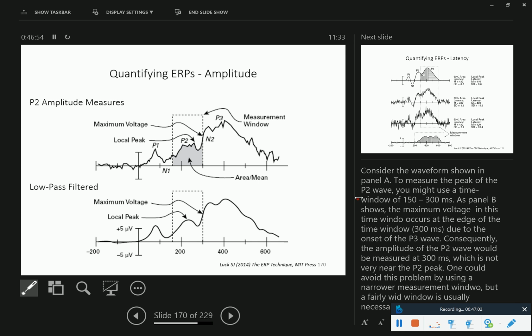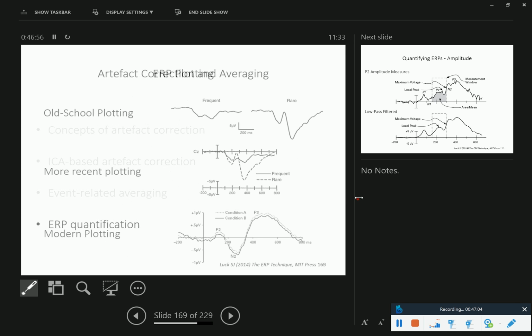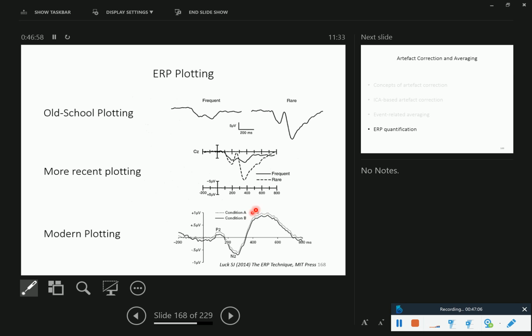So, for example, in this case, in condition A and condition B, the two traces overlap at least on the baseline, but they seem to be different most of the time. You can ask yourself, how reliable is this difference?